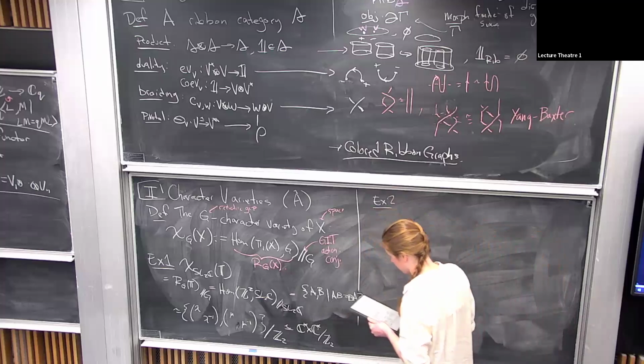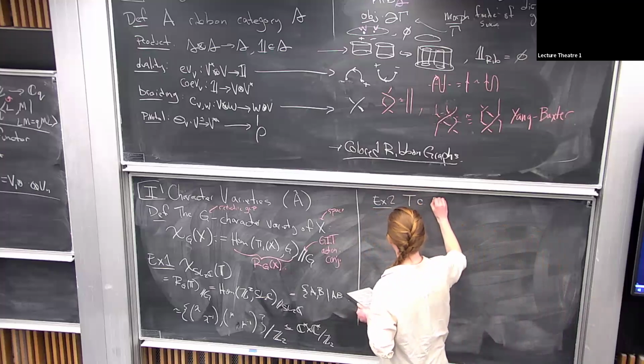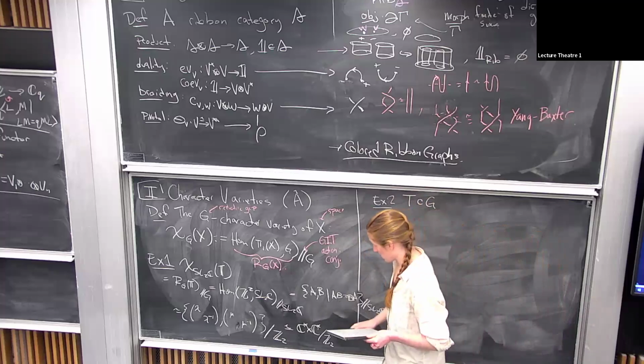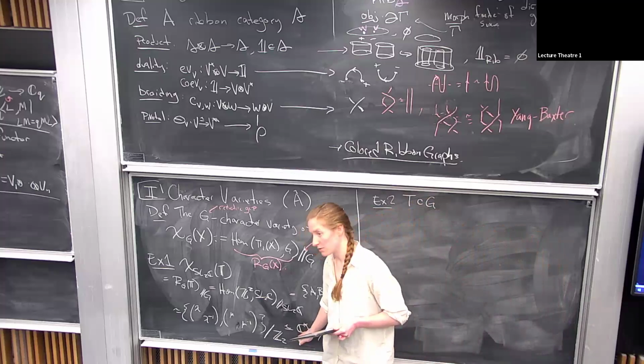Okay, but here's another example. It's maybe a little safer. So is there a diagonal action? How can you describe the Z2 action on C star times C star? Yeah, it's sending an element to its inverse.